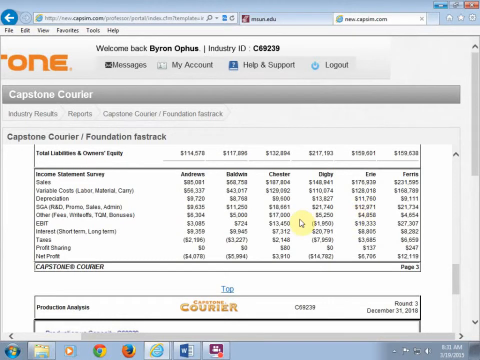Okay, we'll see what the impact of that was, and in fact, you're probably going to have a couple questions that relate to that. EBIT, earnings before interest and taxes. Interest, we would expect Digby had a huge number. Look at that, $21 million in interest, just huge. Chester the lowest, 7.3, even though they had that pretty big short-term loan, right? But of course, they didn't have an emergency loan like the other student teams.